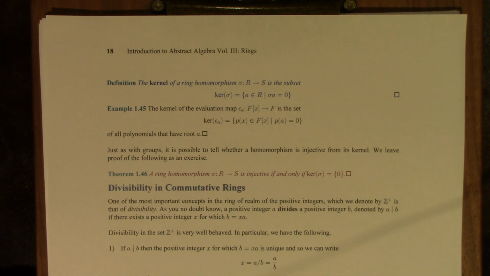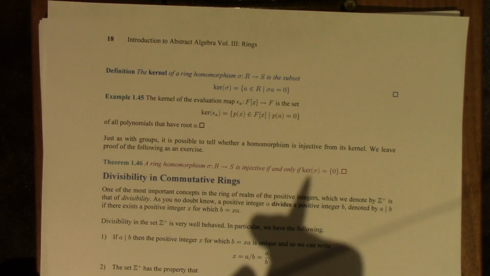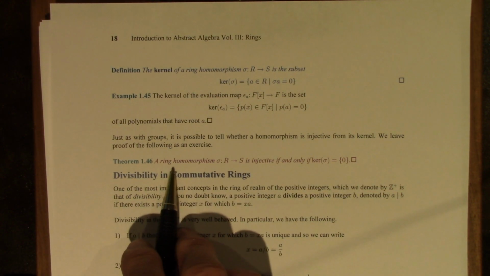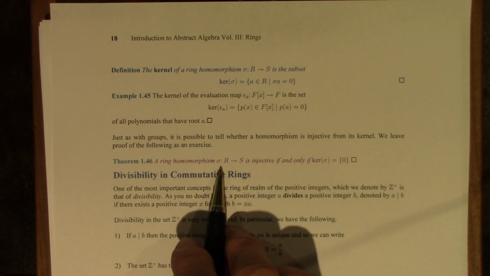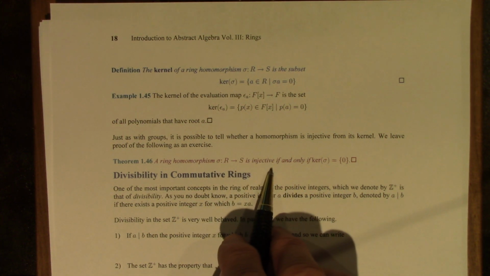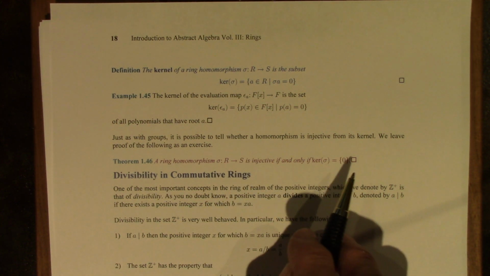Just as with groups and vector spaces, it's possible to tell whether a ring homomorphism is injective from its kernel. And I leave this for you to prove. A ring homomorphism sigma from R to S is injective if and only if its kernel is trivial.